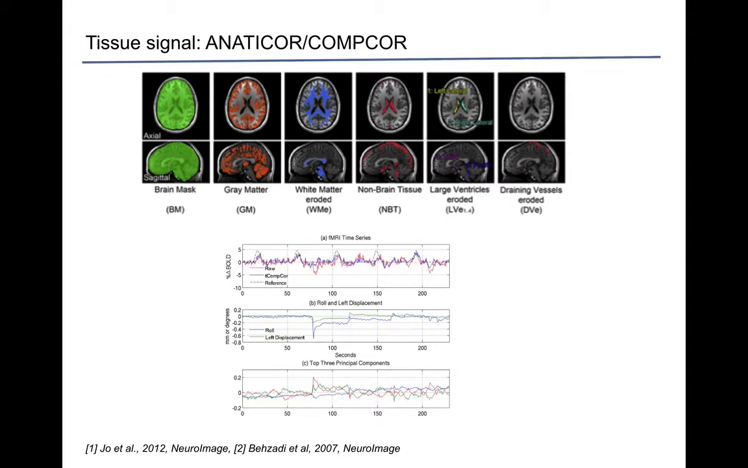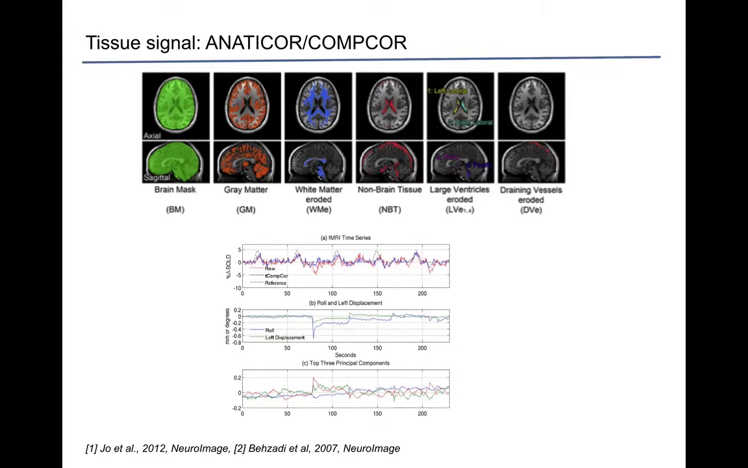One thing to point out, which is very important here, is when we talk about the tissue signal, let's say CSF or white matter or large ventricles, we have to make sure that the masks are defined very conservatively and very carefully, because even a little bit of overlap between the tissue mask and the gray matter area is going to be similar to using global signal or gray matter signal.